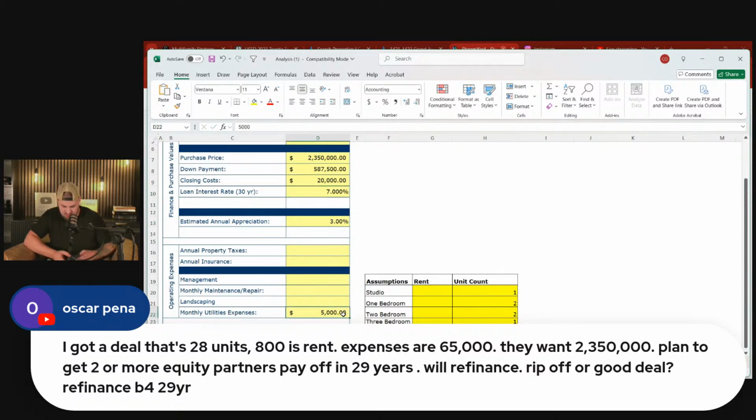Total expenses were 65,000. 65,000 divided by 12. Monthly expense is gonna be 5.4. Those seem low, by the way, for that many units. That seems like really low expenses. I'm gonna imagine they're probably supposed to be much higher, unless that doesn't include taxes and utilities.